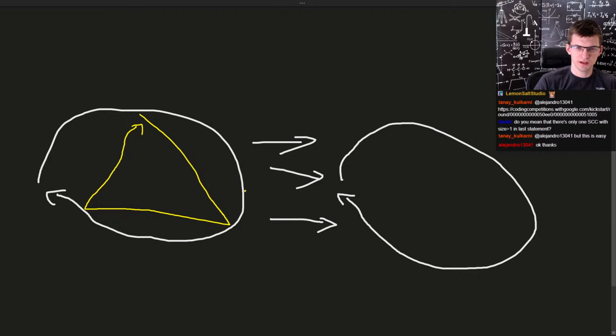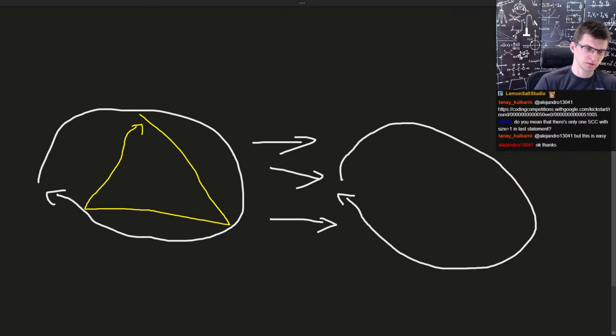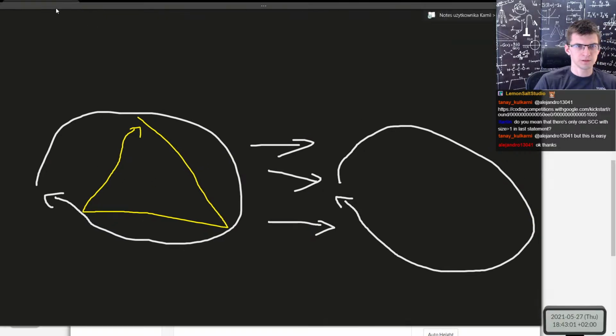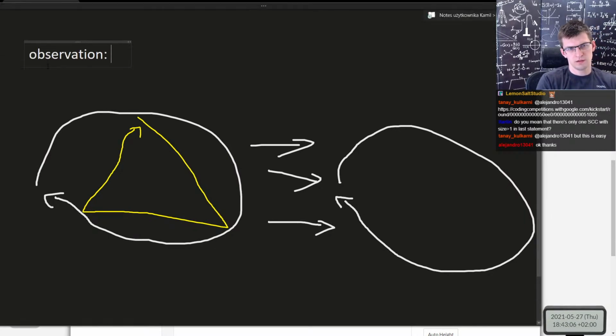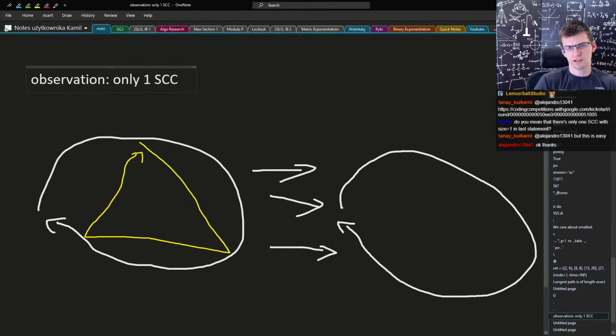So we proved that if there is a strongly connected component, and there are edges from it to some other strongly connected component, then that's impossible, even if this strongly connected component is just of size 1. So we can say only one non-trivial strongly connected component. Trivial means of size 1.